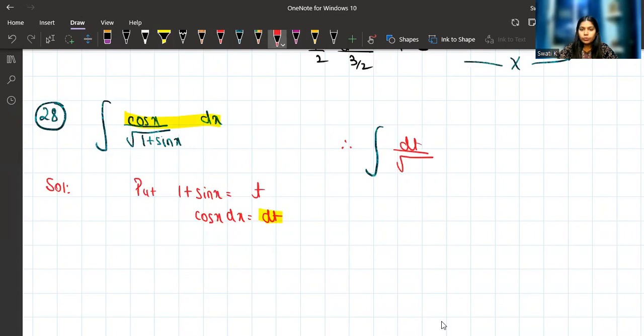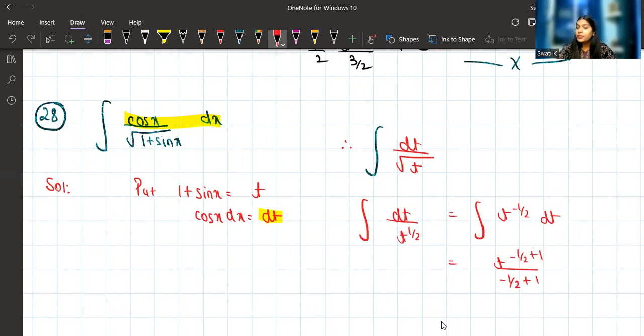And then upon root over 1 plus sin x is t. So it is t. Now this is nothing but dt upon root t, we can write down as t raised to half. And this we can write down by using property of exponent. So that will become t raised to minus half dt. Now integration of this is very simple. T raised to minus half plus 1 upon minus half plus 1. By which formula? By this formula, that integration of x raised to n dx is x raised to n plus 1 upon n plus 1 plus the constant of integration.